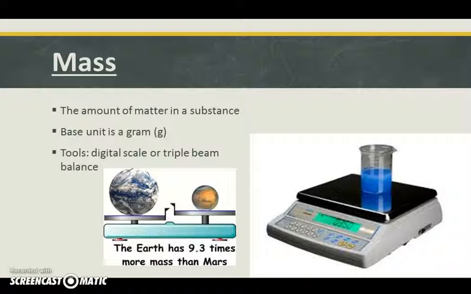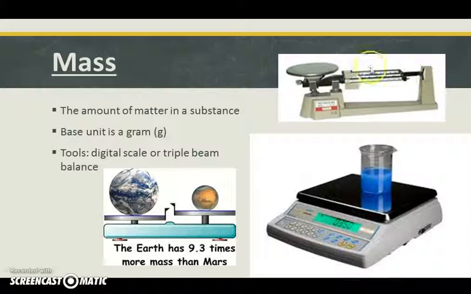So we have a digital scale here. You can see that picture. And then, of course, we have the triple beam balance, which is exactly what you're going to be using up here at the top.